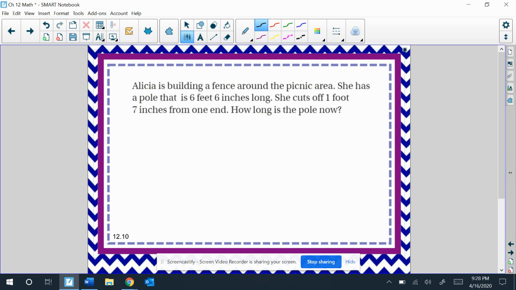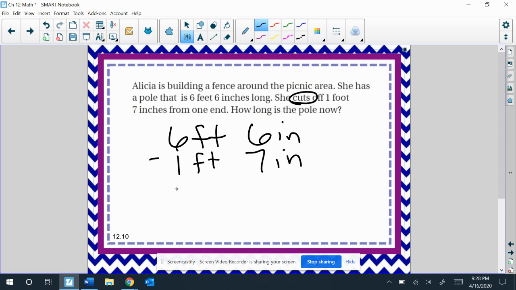All right, let's see how you did. If we have a pole that is 6 feet, I'm labeling it 6 inches, and she cuts off 1 foot, 7 inches. Well, there's my equation. Please make sure that you have 12 in the corner and it is circled. If you do not have your equation like this, go ahead and get it now.